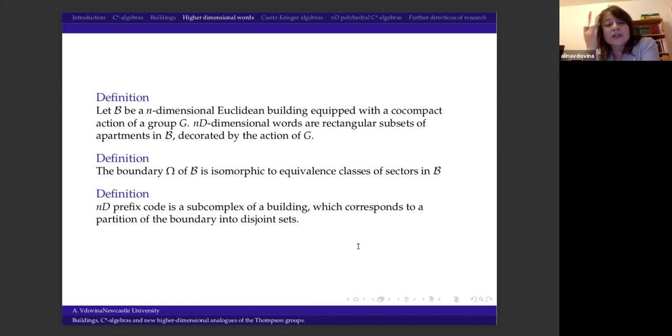So what is the prefix code? It's a subcomplex of a building which corresponds to a partition of the boundary into disjoint sets. For a tree, it's no problem at all, because you just take finite trees. But for example, for the group 2V, we would need to look at such lampshades where there are four squares glued together, and this would be a kind of analog of a carrot. But this really becomes quite technical.